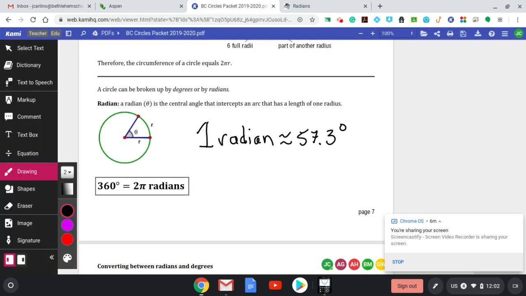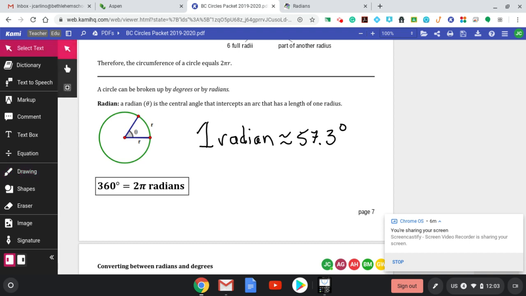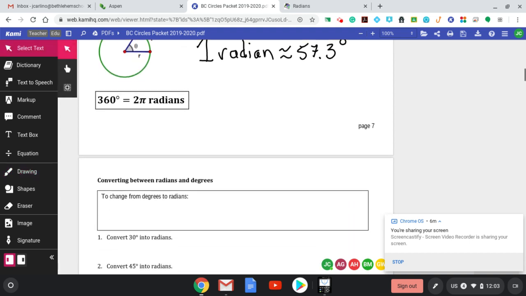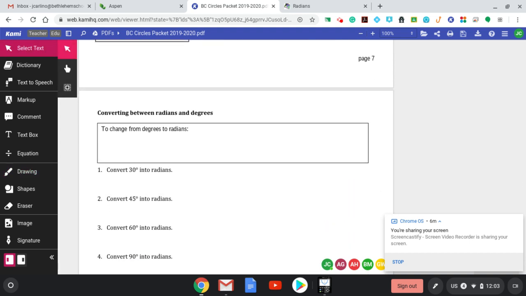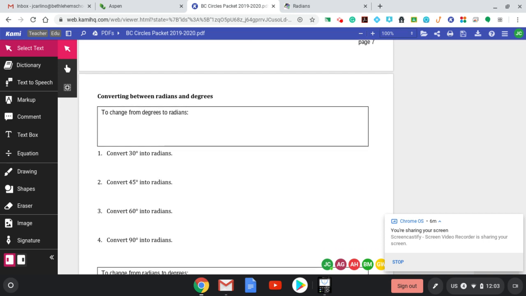So that's the deal with the radian. Now what I need you guys to have the ability to do is go back and forth between radians and degrees, degrees and radians. First, what I want to do with you is to change degrees from radians. How do I do that?